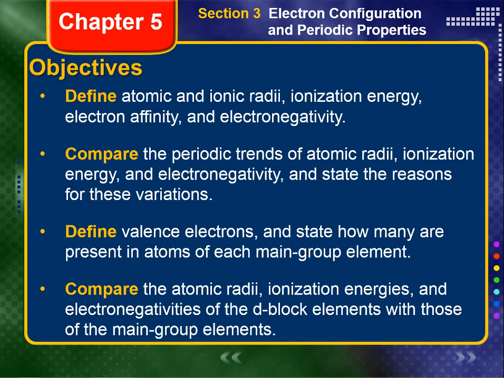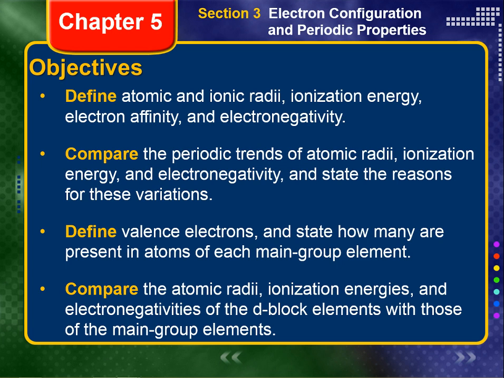All right, chemistry. Let's finish up our chapter 5 video lectures. So this is your second part of your chapter 5 video lecture. After this video, I want you to be able to define the atomic and ionic radii, ionization energy, and electron affinity, as well as electronegativity.